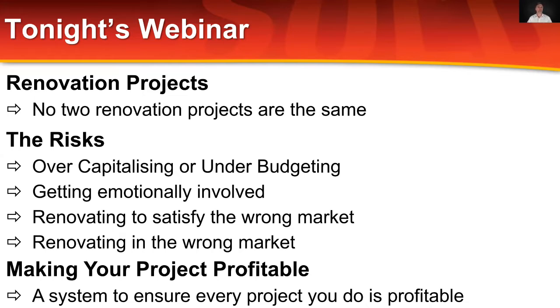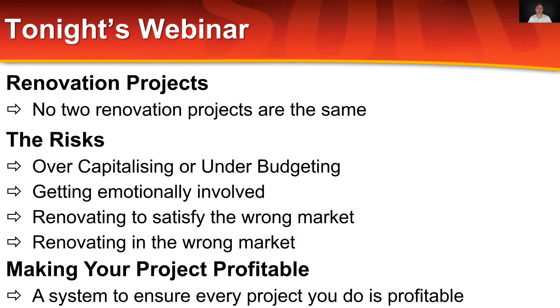Then we're going to go into the risks. Where does it go wrong? Where does it typically fall over and cause problems for people? Then we're going to talk about, well, how do we put things in place? What can we put in place to ensure that we mitigate the vast majority of these risks?